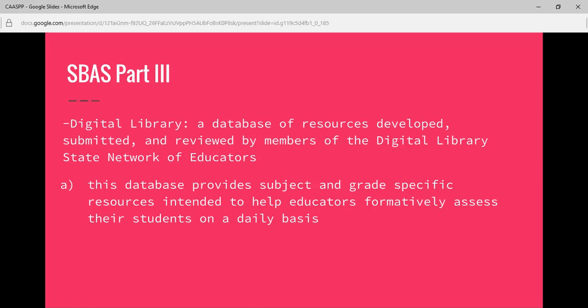Part 3 of the SBAS is the digital library. This is a database available to educators that collects resources based on subject and grade, intended to help educators formatively assess their students on a daily basis. These resources are developed, submitted, and reviewed by members of the Digital Library State Network of Educators. So this is basically a tool for teachers to use to assess their students' skills every day, and these resources are designed based on students' performance on the CAASPP.